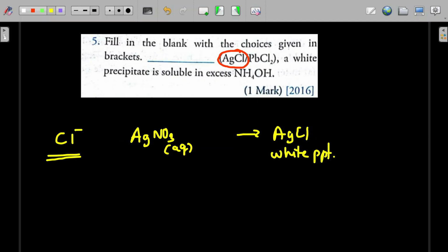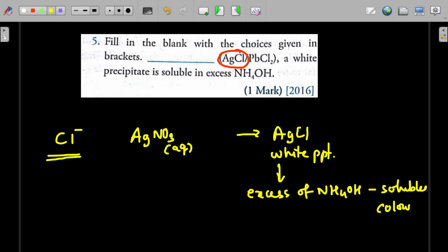And lots of white PPTs are there. How do we distinguish between them? So what we do, we add some other reagent like excess of NH4OH for this, which is soluble, and when it is soluble, a white precipitate will give you a colorless solution. This you remember because this is required to write the distinguish between kind of questions. Okay, so this is a characteristic test for chloride ion.